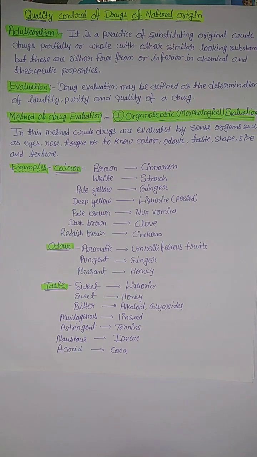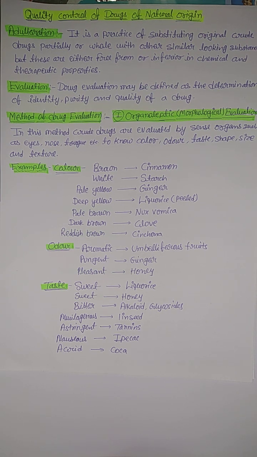Hello students, now we are going to discuss the quality control of drugs of natural origin. When we talk about the quality control of drugs from natural origin, we need to ensure the drug's quality, its identity, its purity, since these drugs are obtained from natural sources, maybe plant source, animal source, mineral, microorganism or marine source.